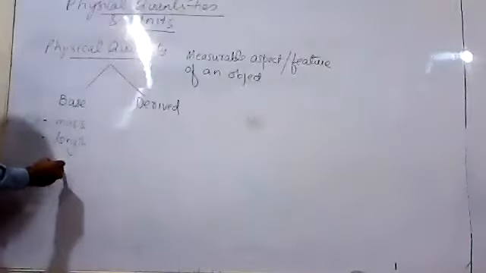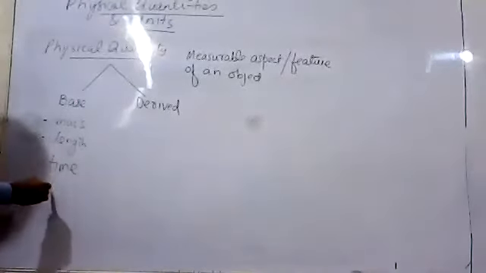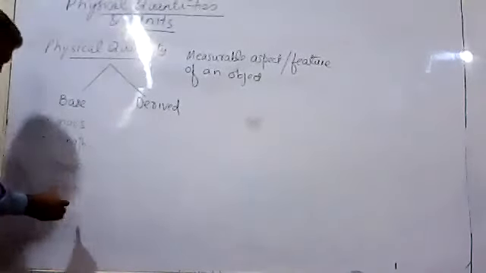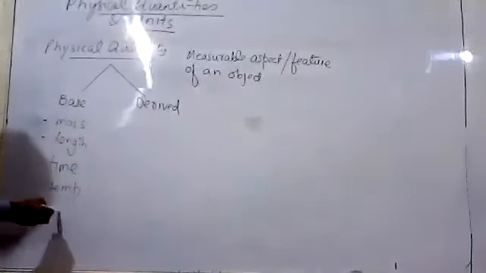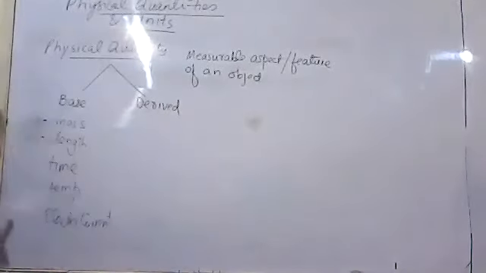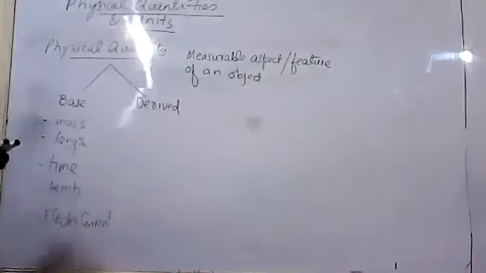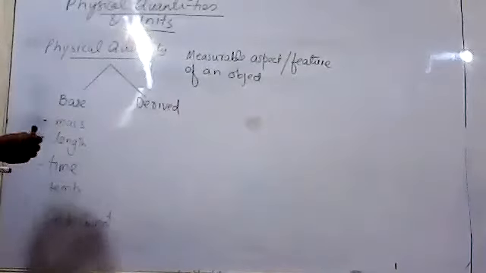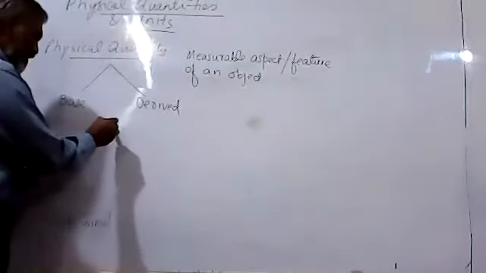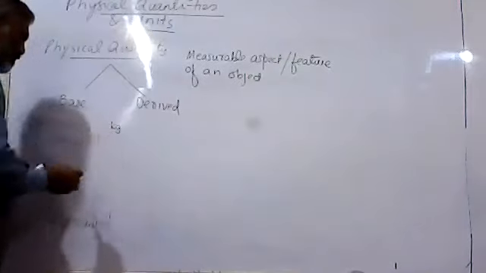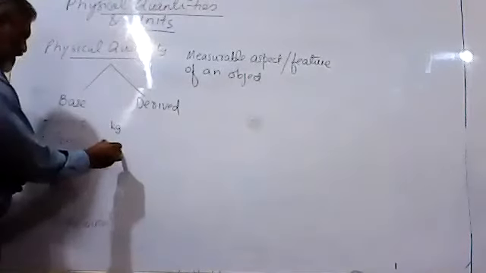time, temperature, and electric current. And we also need to know what are the symbols used to express these base units. Mass is always kilogram. Length is always meter.